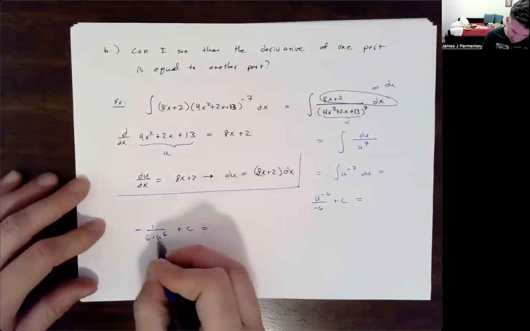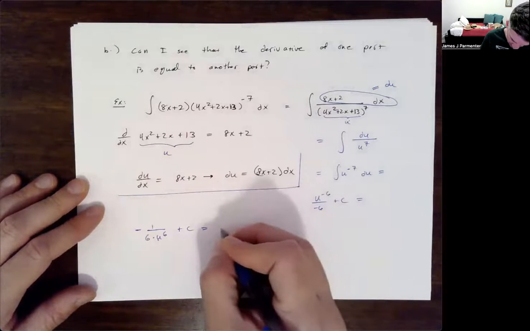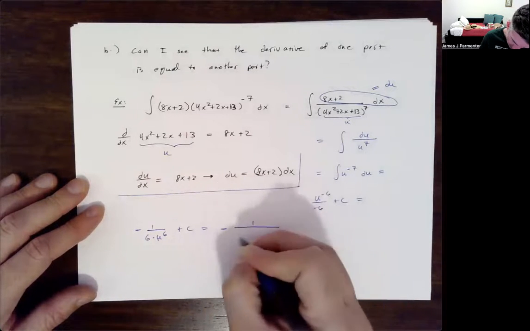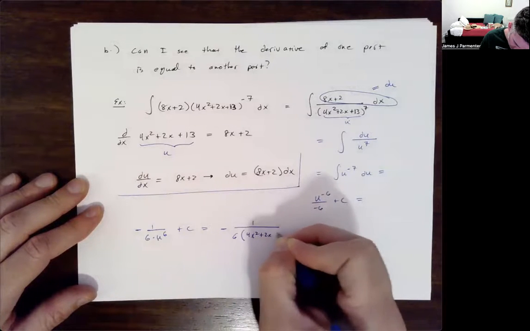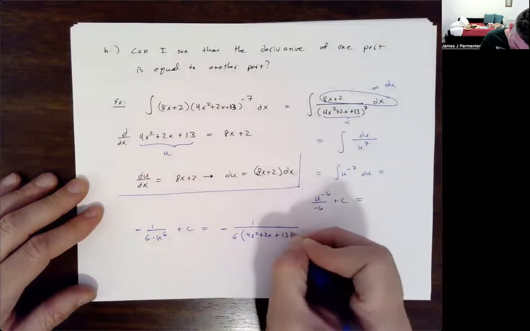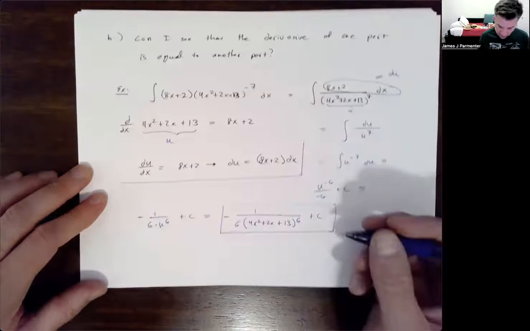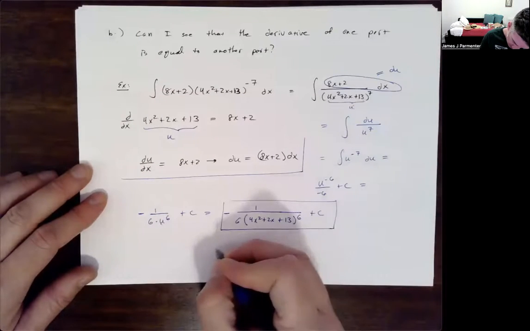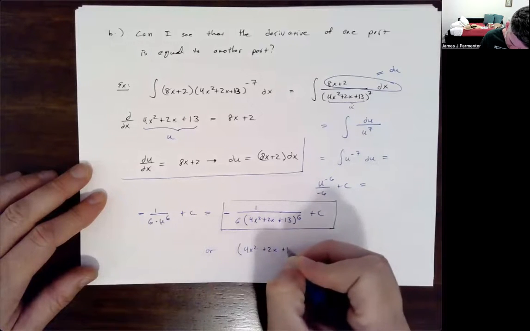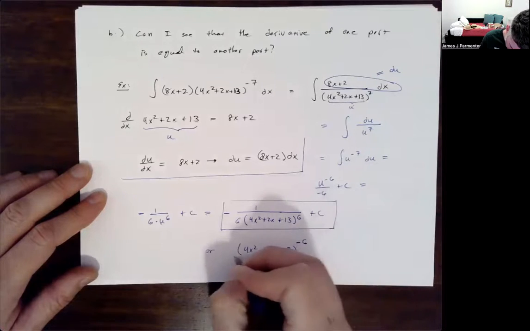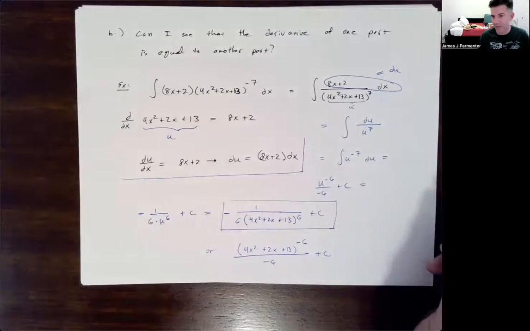And then finally, replacing u with what it's equal to, u is equal to 4x squared plus 2x plus 13. So this is going to equal -1/6 times 4x squared plus 2x plus 13 to the 6th power plus c. It would also be totally fine to write this as 4x squared plus 2x plus 13 to the -6th power divided by -6 plus c. It just looks a little less nice. It doesn't have to look perfect.